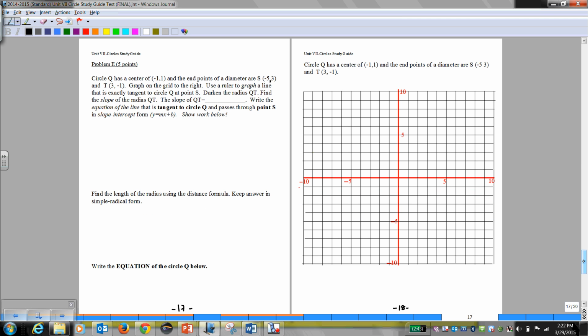First off, it says right here, circle Q has a center of -1, 1. So let's start by plotting that. -1, 1. That's circle Q. We know that means Q is the center of the circle. And it has the endpoints of the diameter, -5, 3. That's S. And the other endpoint, 3, -1.